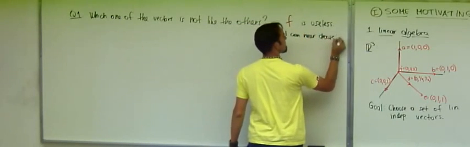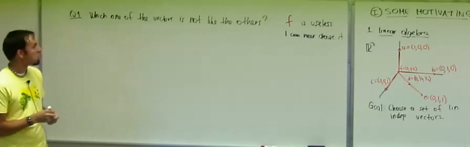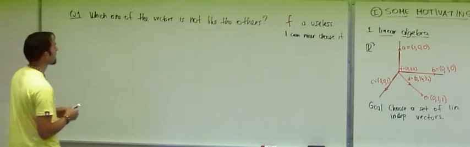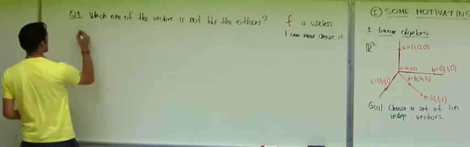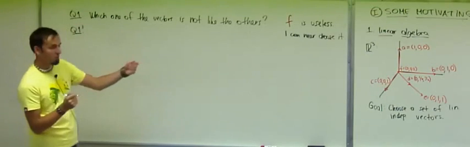Okay. I think that's why most of you told me that vector F is not like the others. And of course, my question 1 prime is which one of these edges is not like the others.